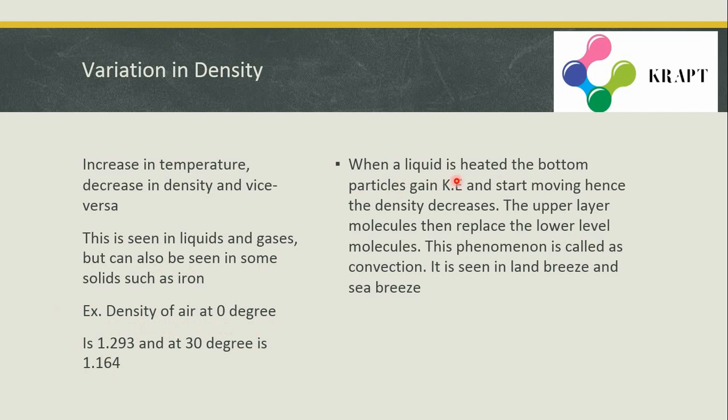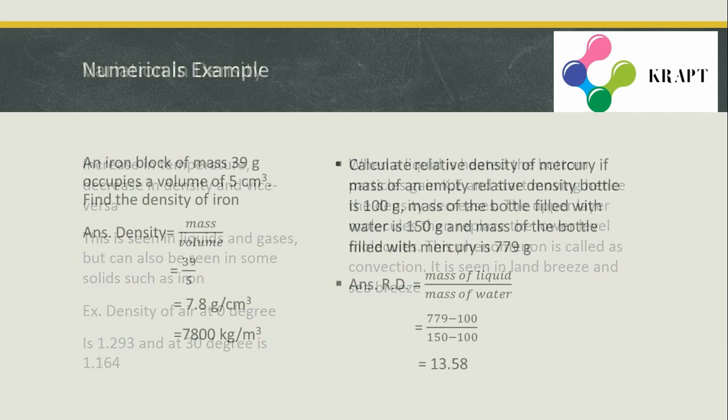When a liquid is heated, the bottom particles gain kinetic energy and start moving, hence the density decreases. The upper level molecules then replace the lower level molecules. This phenomenon is called convection. As you can see, whenever we heat any object, the vapors go up. This shows that particles gain kinetic energy and boiling takes place, and this process is known as convection. It is seen in land breeze and sea breeze.